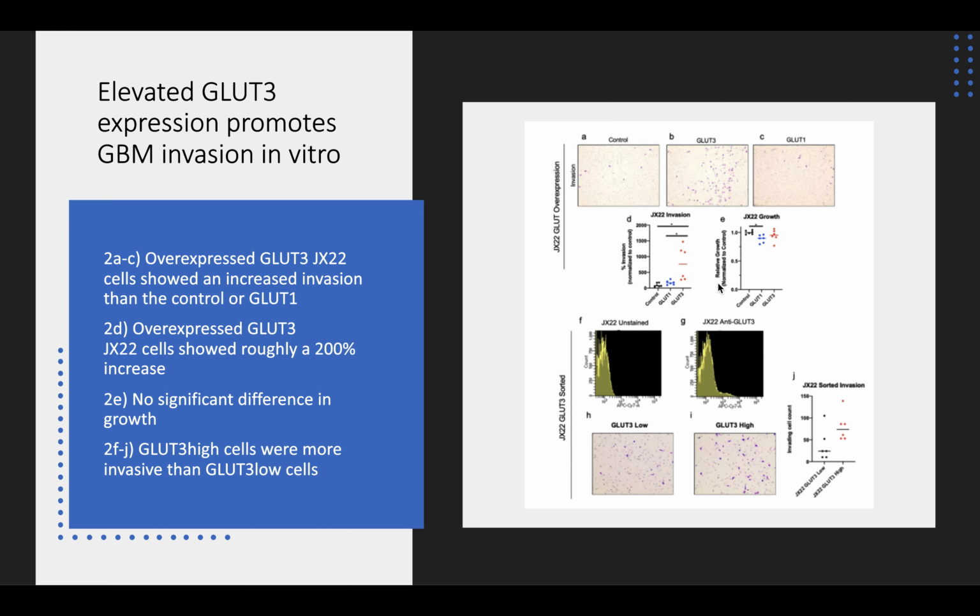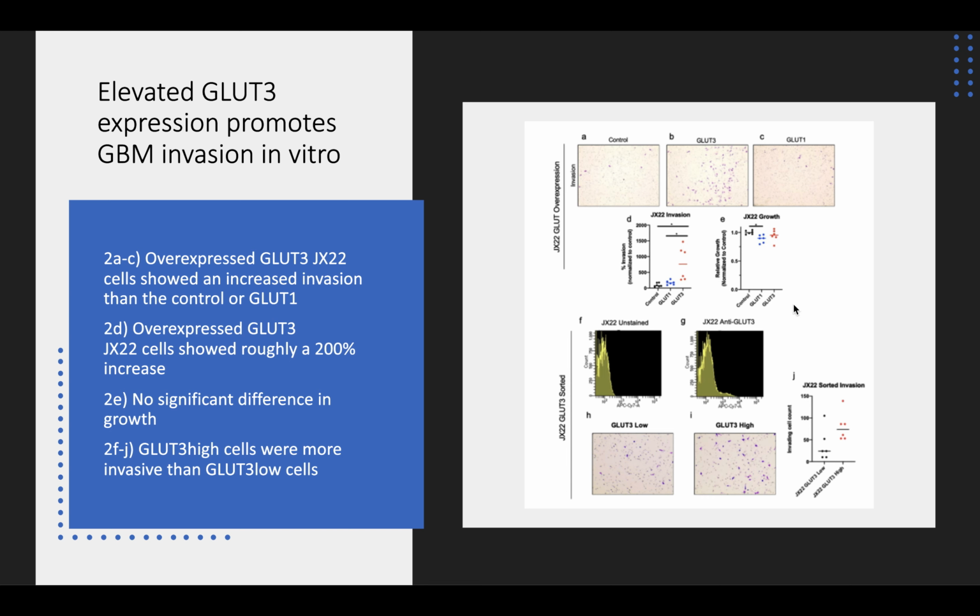On to 2D. Figure 2D, as it relates to JX22 invasion, the y-axis represents percent invasion normalized to control, and the x-axis represents the control, GLUT1, and GLUT3. The synopsis of this graph showed that the overexpressed GLUT3 JX22 cells showed roughly a 200% increase.